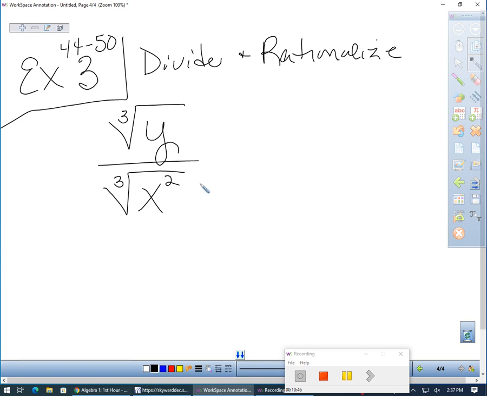Can I reduce this fraction? Can I simplify either of those radicals? So now we're to step 3. I still have a radical in the denominator, so I have to rationalize. I'm going to multiply by the cube root, and what factor am I missing? Just 1x. Whatever I do to the bottom, I have to do to the top.